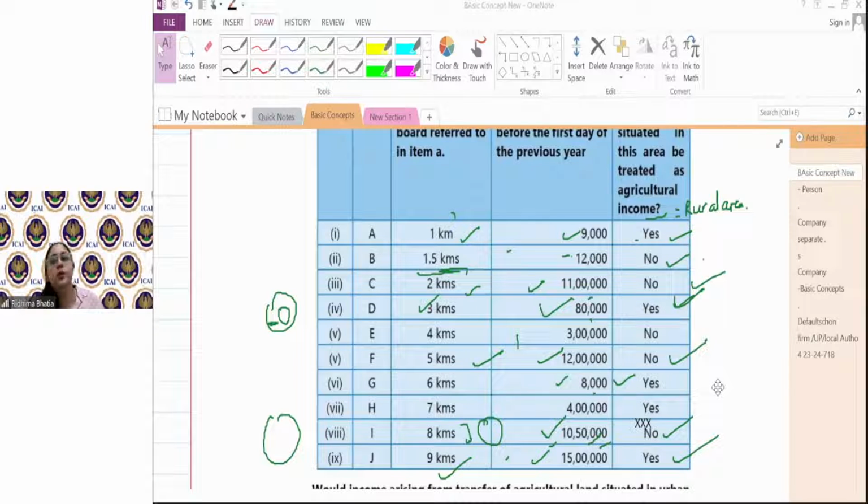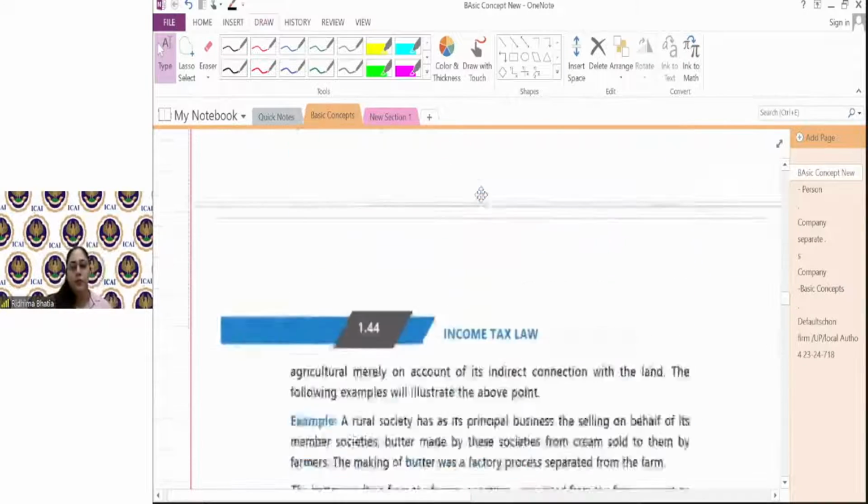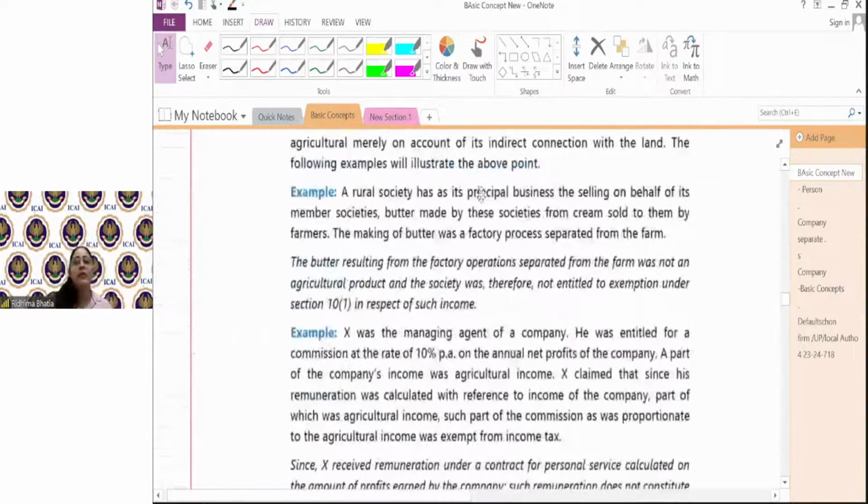Cantonment, if you break it, you will understand that it's a word coming from cant, as in district. So wherever, guys, there's an indirect connection with land, it would not be an income from agricultural purposes or agricultural income, and hence it would not be exempt.